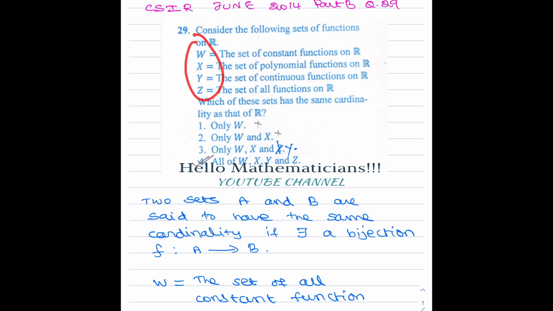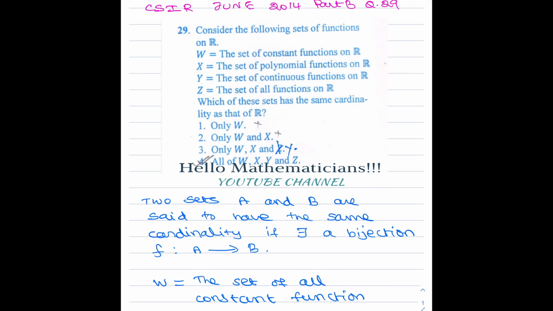So we are given four sets. The question is which of these sets has a cardinality same as R? R has a certain cardinality. Now we are given four sets, and we are asked to find which of these sets has cardinality same as the cardinality of R. There are four options, so we'll come to the options later. First we try to understand the cardinality of these four sets.